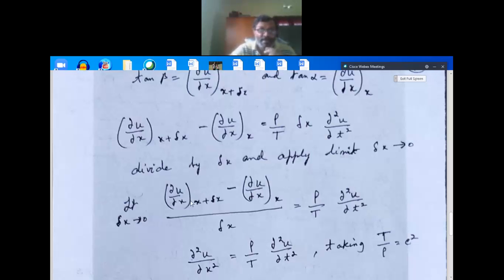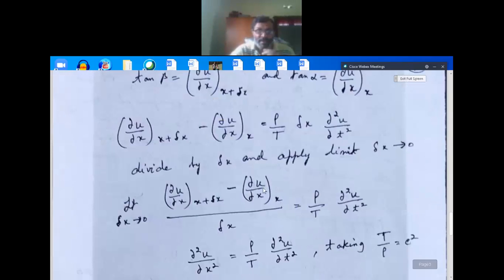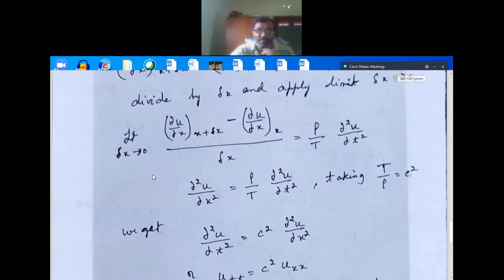This is tan beta minus tan alpha, substituted here, you know that. Then I divide by delta x on both sides and apply the limit delta x tends to 0. Here the most important point: this is nothing but the rate of change of the first derivative, by definition. You might know the definition of differentiability from your PUC: limit delta x tends to 0 of f of x plus delta x minus f of x divided by delta x is equal to f dash of x.